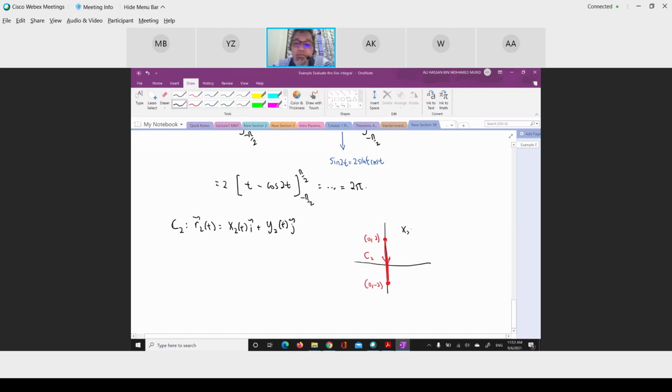So x2(t) is 0. What about y2(t)? It is a function of t. I can write it as t that varies from 2 up to minus 2. Okay, the direction here must be respected, or we can write it as minus t, where t varies from minus 2 to 2. There are many ways of parametrization. Parametrization is not unique.